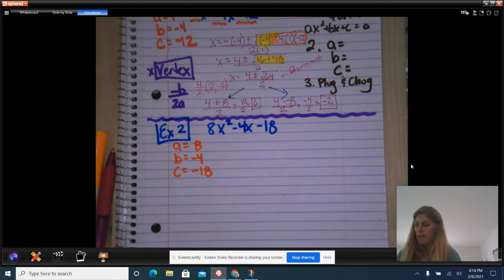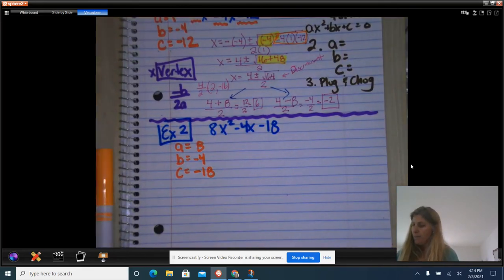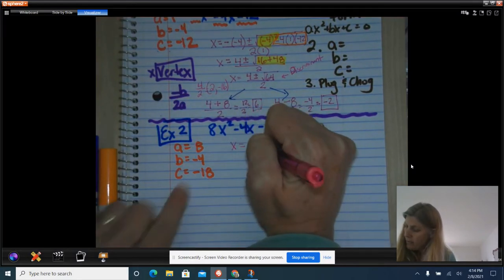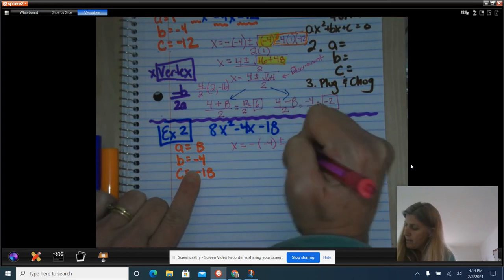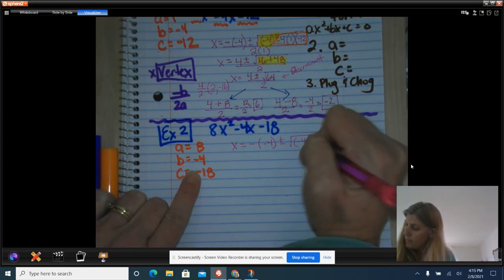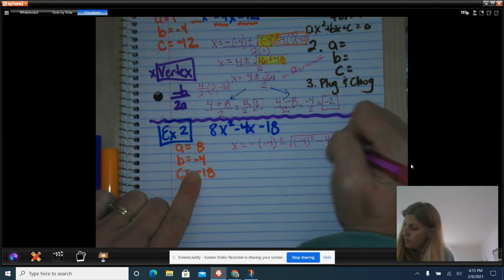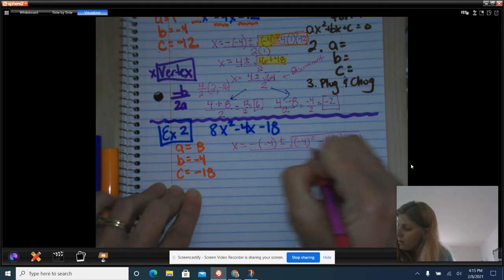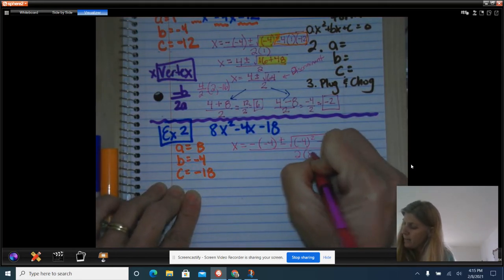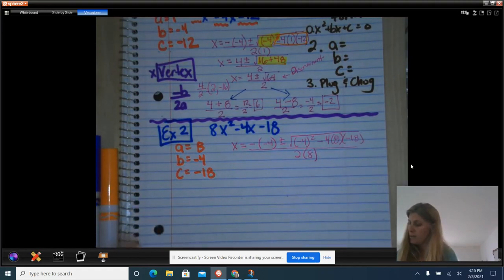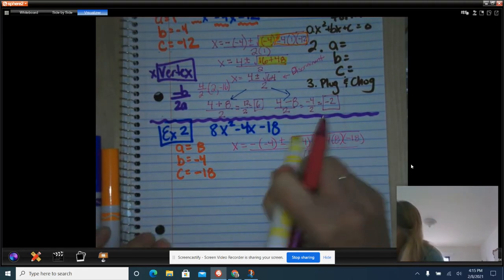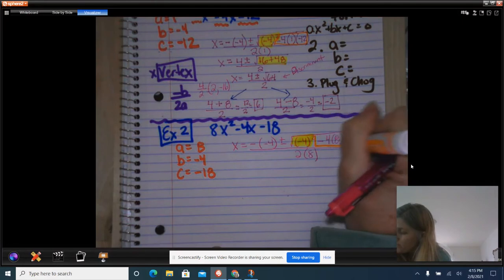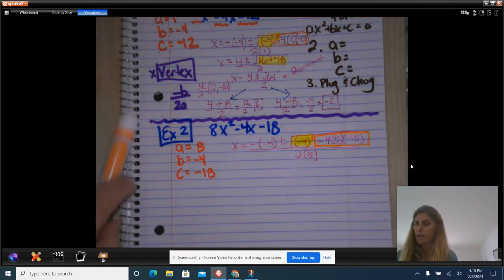And now I'm going to put that into my quadratic formula. So x is equal to negative b plus or minus the square root of b squared minus 4ac, all over 2 times a. Now all I have to do is solve. Once again, I'm going to do 2 problems. I'm going to do my negative 4 squared, and I'm going to multiply those 3 numbers together, and those are going to stay underneath the square root.